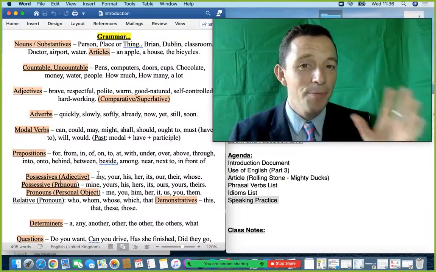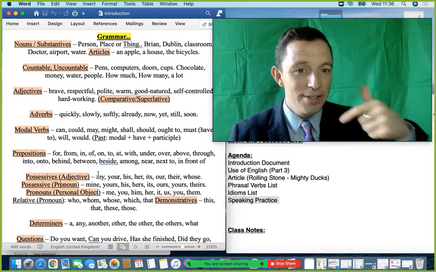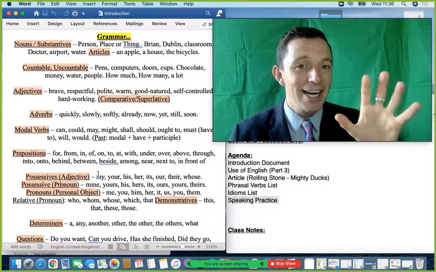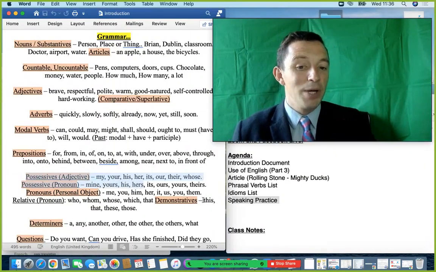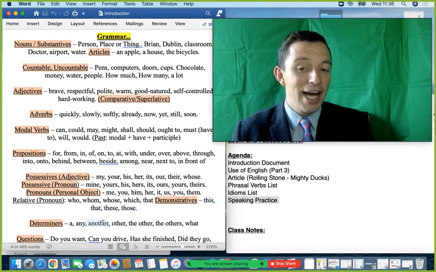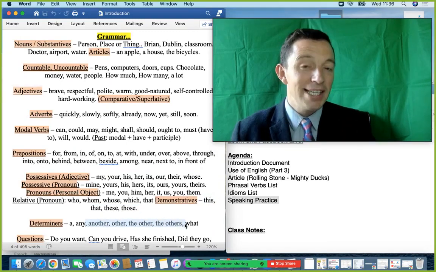So that area is important, and it's a frequent confusion. So you need to be very clear with these three areas. The difference between this, that, these, and those is important. The difference between another, other, the other, and the others is also very important.